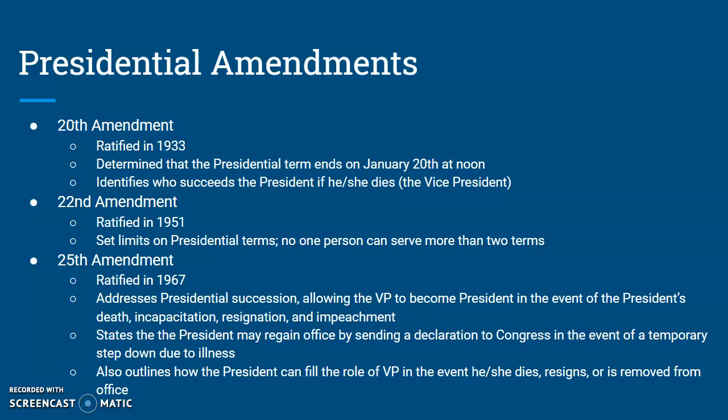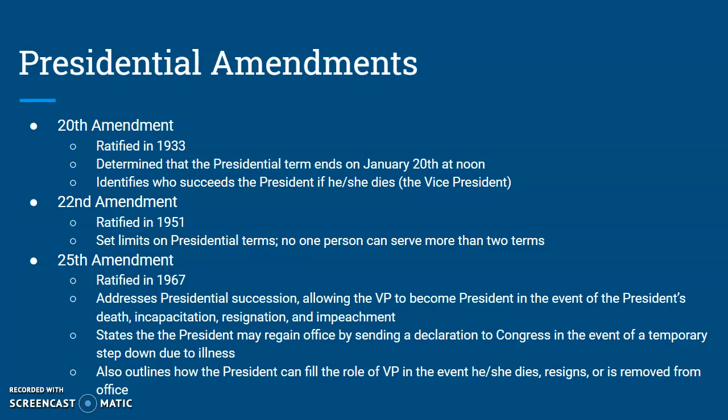Then we have the 22nd Amendment. It was ratified in 1951, and it set limits on presidential terms and said that no one person can serve more than 2 terms as President of the United States. Up until this point, it was just tradition, and as we talked about yesterday, there's only one president who has served more than 2 terms, and that was FDR, Franklin Roosevelt. He served 3 full terms and then just a little bit into his 4th term before he died.